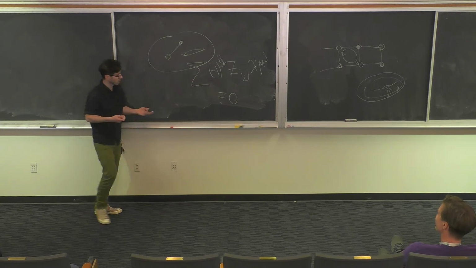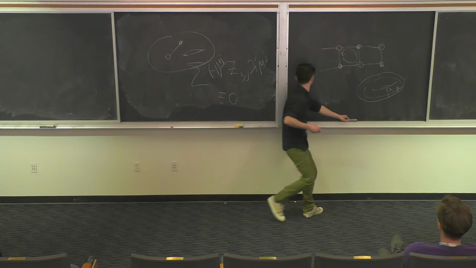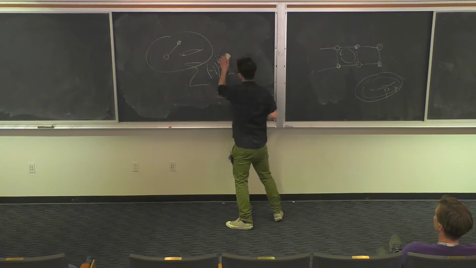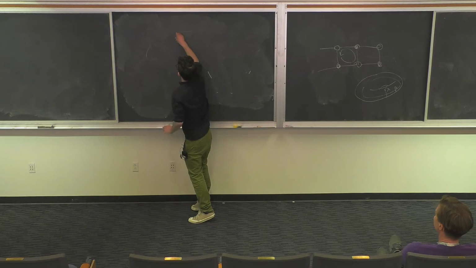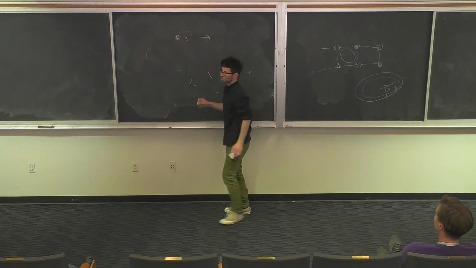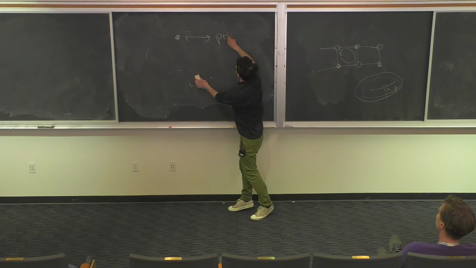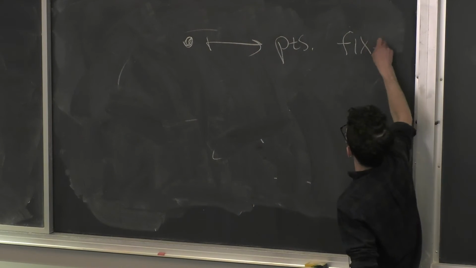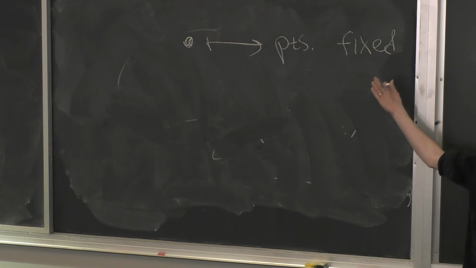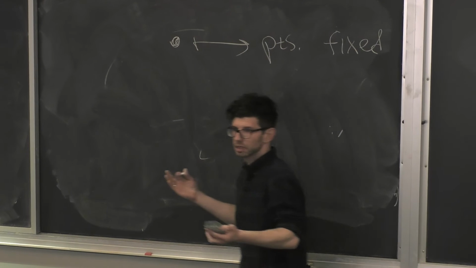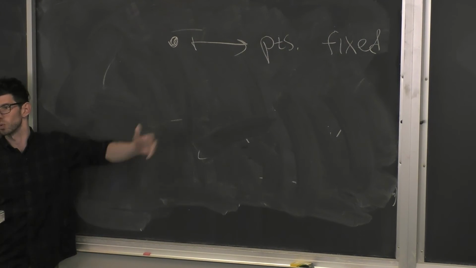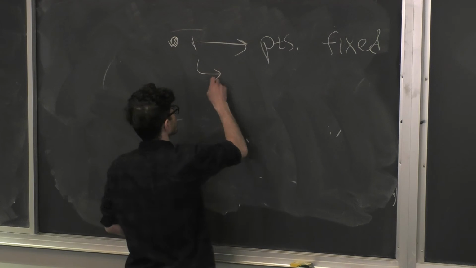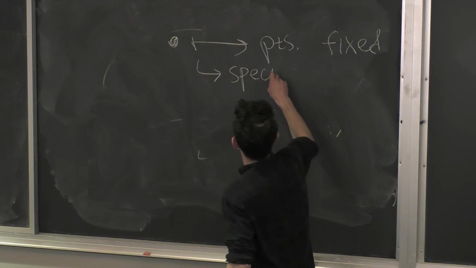And the way we can think about this is as follows. We fix the points. So to black vertices we associate points. After we fix this, we have the spectral curve, because this gives us edge weights. So from this, we can construct the spectral curve.